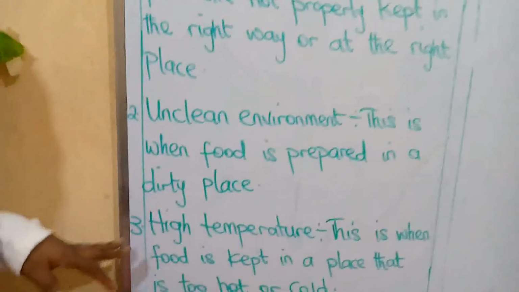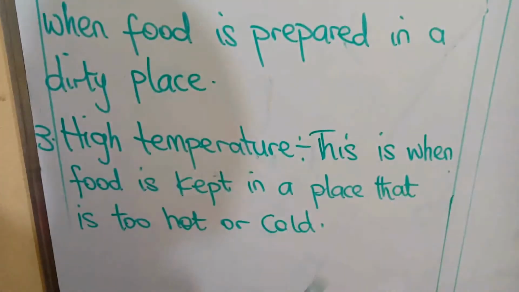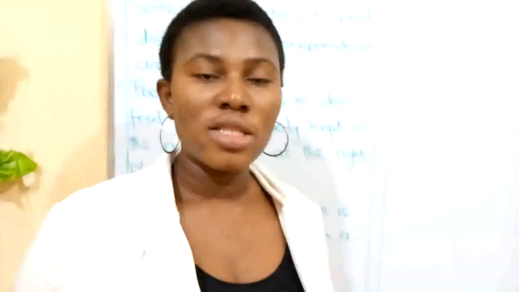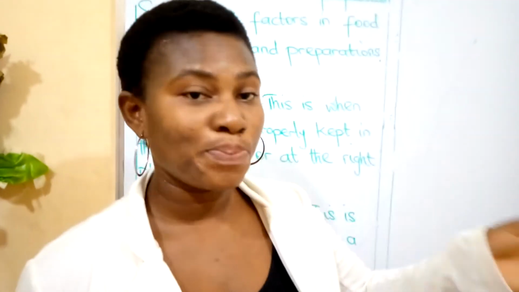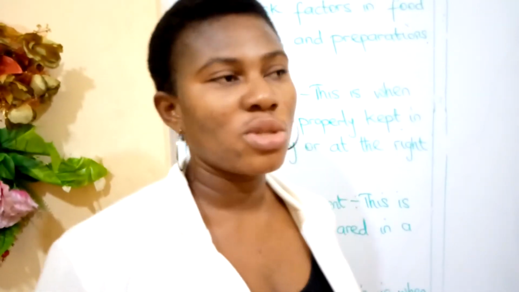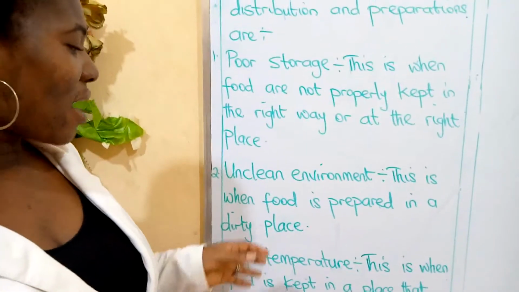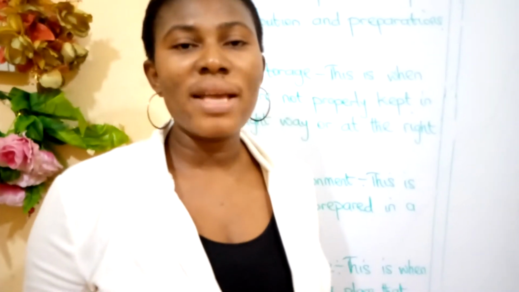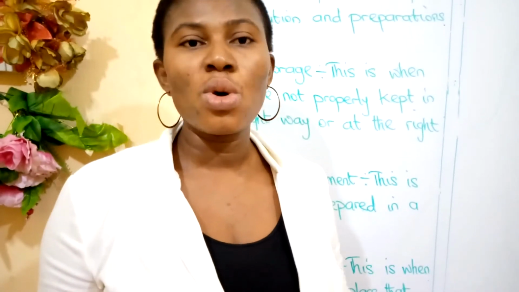Number three, we have high temperature. This is when food is kept in a place that is too hot or too cold. There are some foods that, when you keep them in a high temperature, become overripe or spoiled, thereby making the food dangerous for consumption. Examples are your fruits and vegetables. When you store your mango or your orange in a high temperature, it becomes overripe for you to consume.